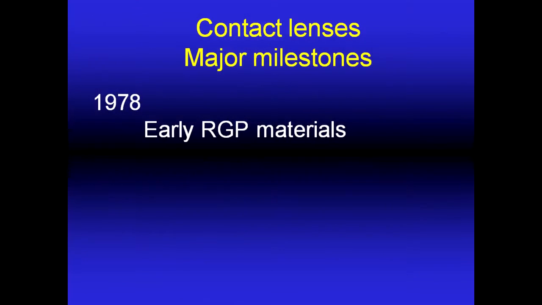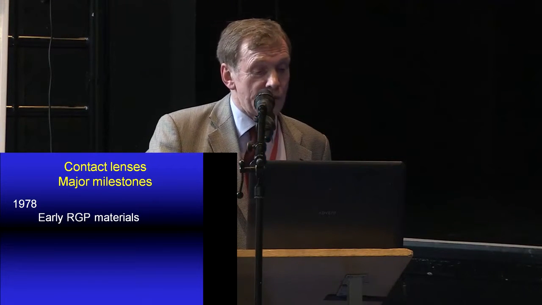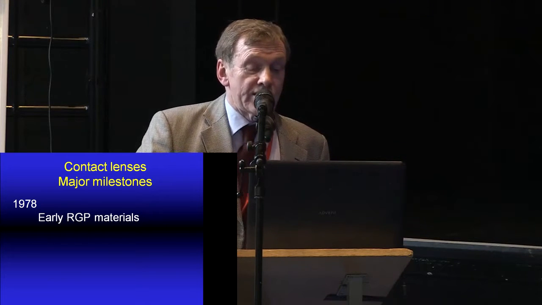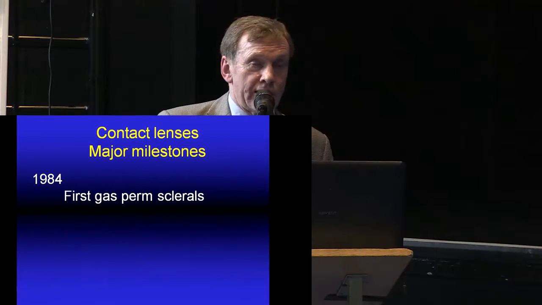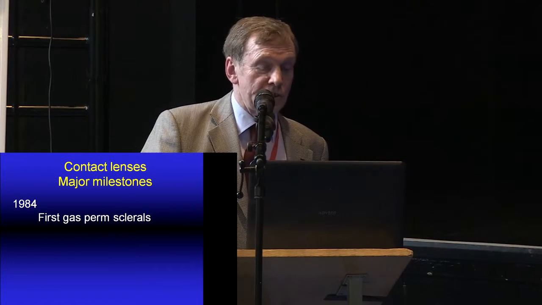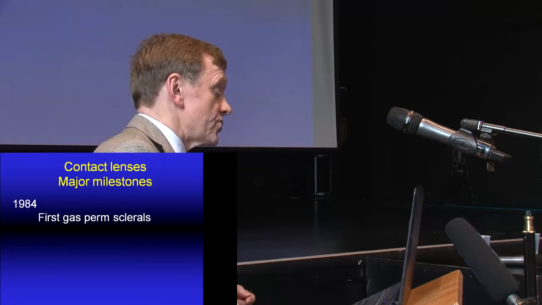And then in 1978, that's when we first started seeing some early, not particularly gas-permeable RGP materials, and they developed over the next few years or so. And in 1984, we had the first gas-permeable scleral lenses, and that was actually described by an Australian practitioner called Don Ezekiel, and he made them about 3 or 4 years before anybody else was doing them.